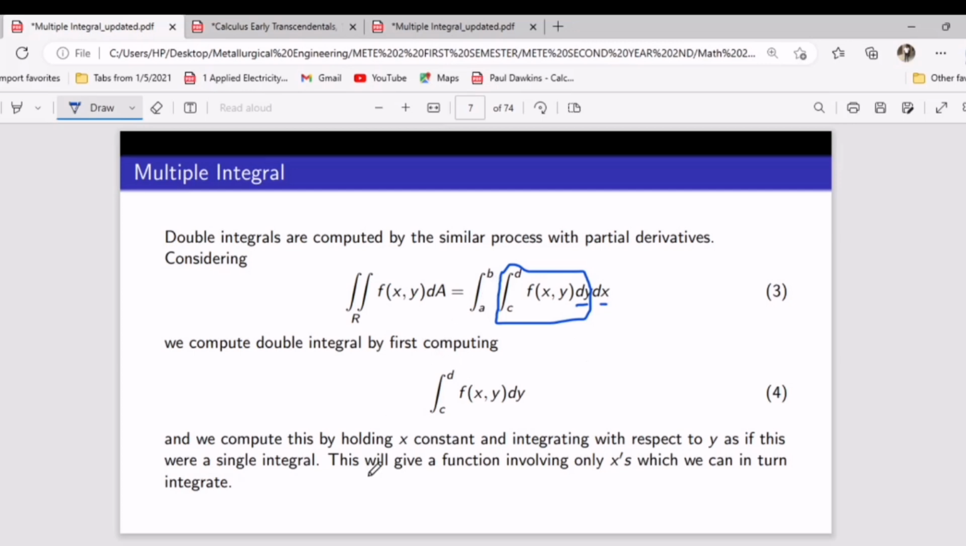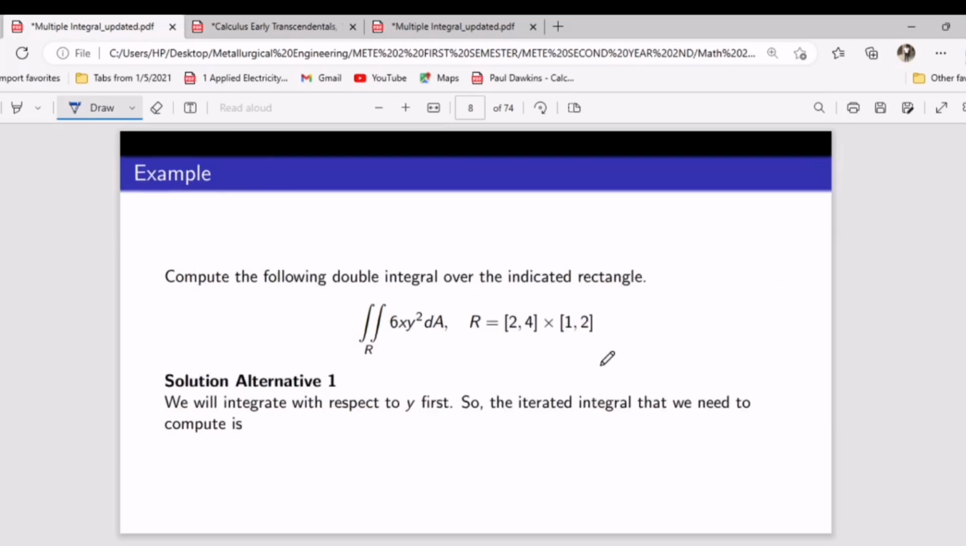So you take the integral from c to d of the function of x and y dy. In this case, we are doing partial integration with respect to y. So we compute this holding x constant and integrating with respect to y as if this were a single integral. As we've done with partial derivatives, that's what we're applying here. So you are going to do it with respect to what? Y, right? And then after you are done with that, we move on.